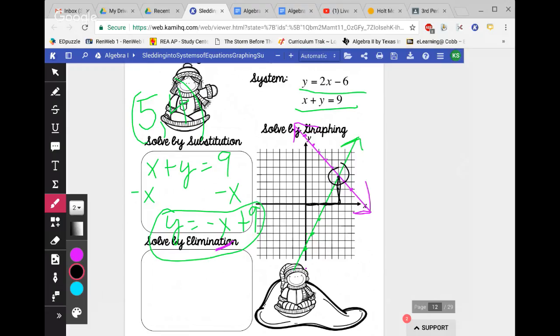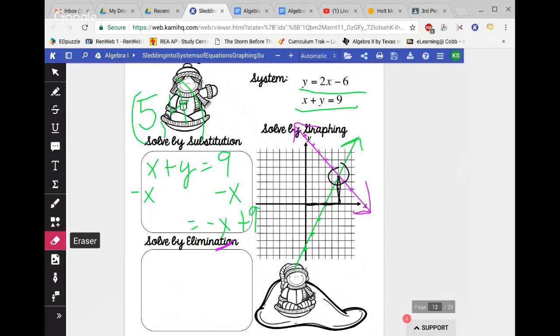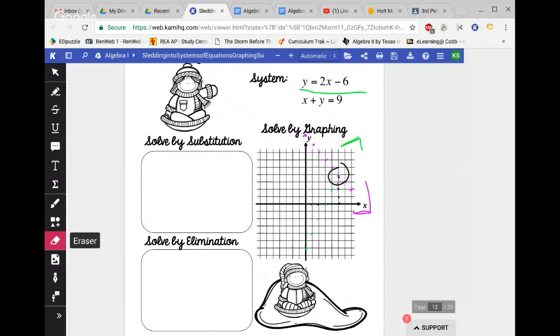Okay. All right. Ready to move to the next one? Yes, ma'am. Thank you. No problem. I can't get that erased. The struggle's real. All right.